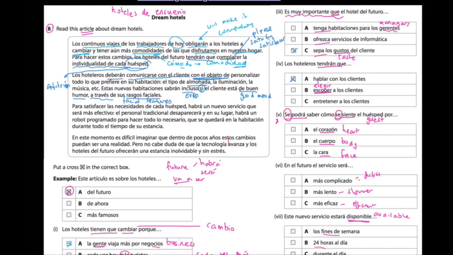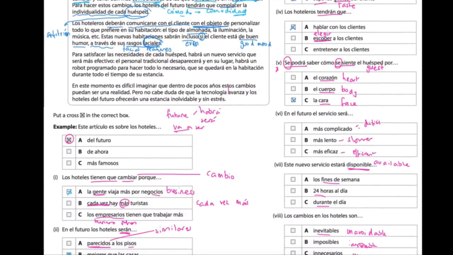And notice how they haven't used the word cara. They've used facial, which is the adjective that relates to anything that's got to do with face. So if you're after cognates, you might get it, but if you're looking for cara, you might not, okay? Now, question 6. En el futuro, el servicio será qué? So what's the service going to be like in the future?